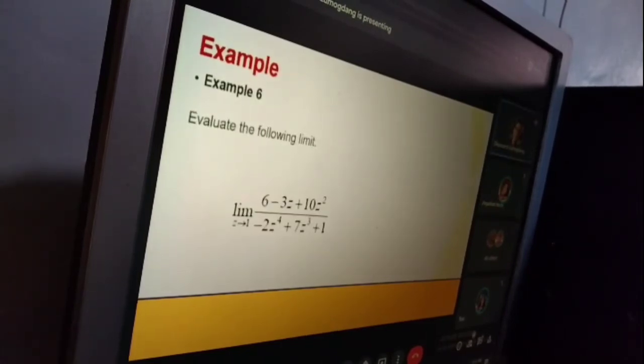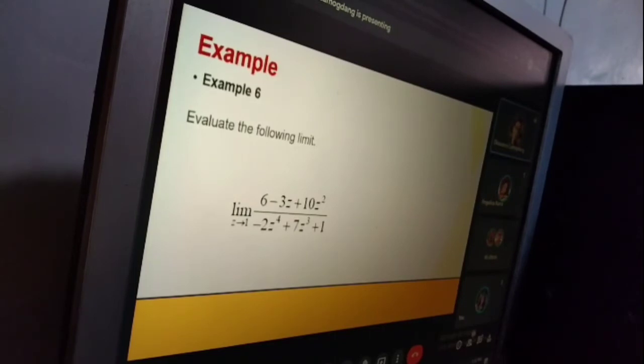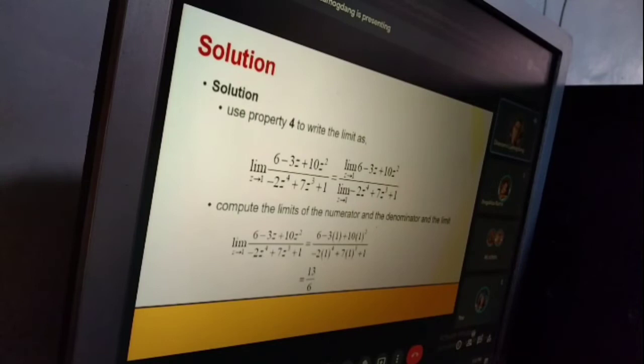Evaluate the following limit. Again, this is a rational function. Kaya kapag rational, may numerator and denominator. Ang una mong gagawin ay i-factor muna, then cancel out common factor. So find the limit of 6 minus 3z plus 10z squared all over negative 2z to the fourth plus 7z cubed plus 1 as z approaches 1. So, compute natin. Dito, pag i-factor natin, may makakancel ba? Dahil wala din naman makakancel, okay, pwede na natin i-diretso siya.